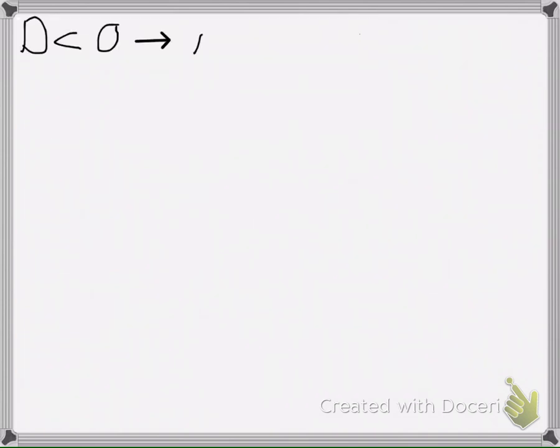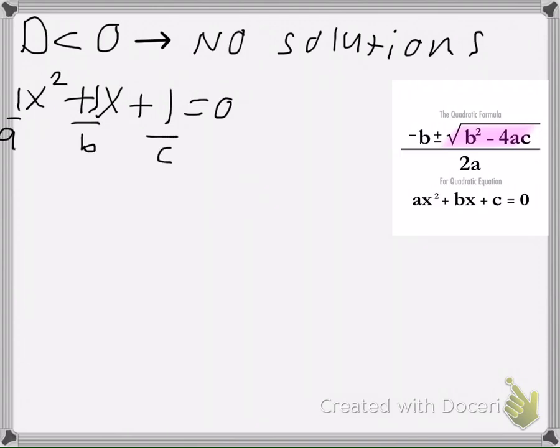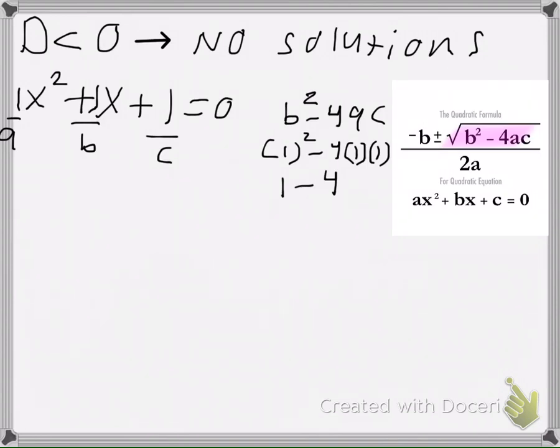Now I'm going to try another one where there should be no real solutions, but let's say you don't know that. This is the equation you're working with, and you plug into the discriminant what b, a, and c are. Solving that, 1 squared is just 1, minus 4 times 1 is negative 4, so I end up with 1 minus 4, which is negative 3. So the discriminant was negative.